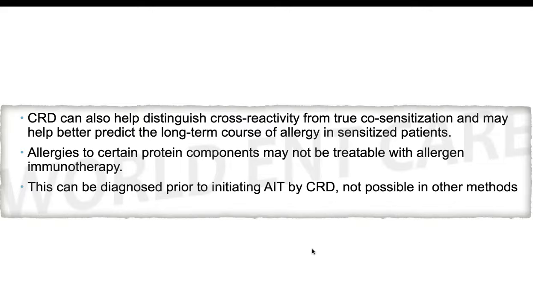Okay, so very specifically, if you give immunotherapy to the sensitized component, then it is better. See, if randomly, a child is allergic to both cat and dog, and you give immunotherapy for both, that is not right. So allergies to certain protein components may not be treatable with allergen immunotherapy. That also we should know, that there are certain components that cannot be treated and patients have to be careful about it. So this can be diagnosed prior to initiating allergen immunotherapy by CRD. That is not possible by other methods.